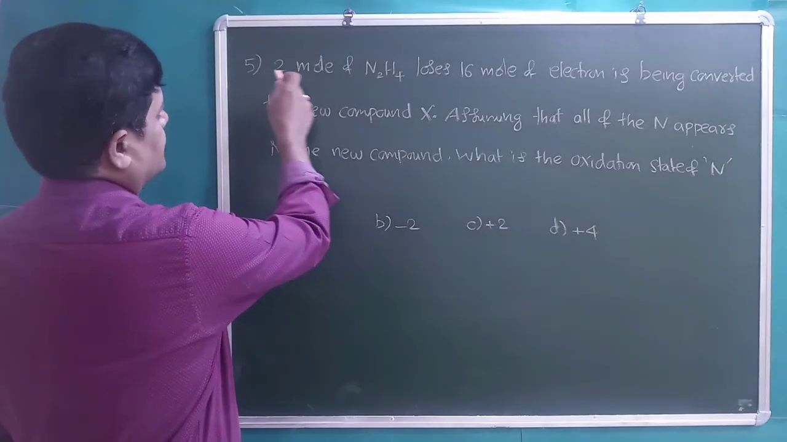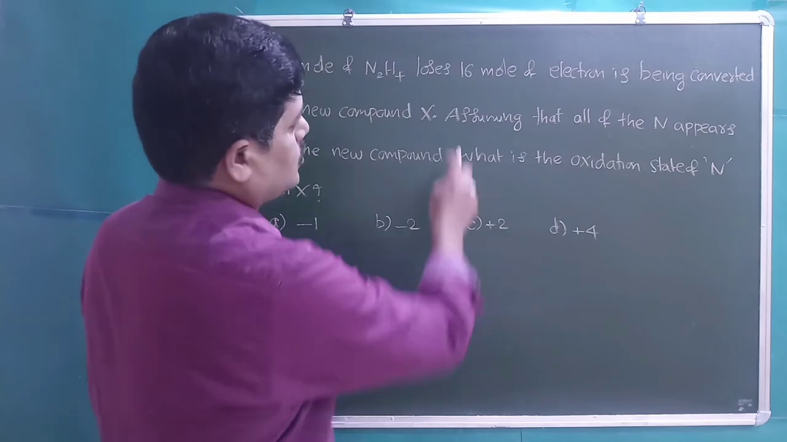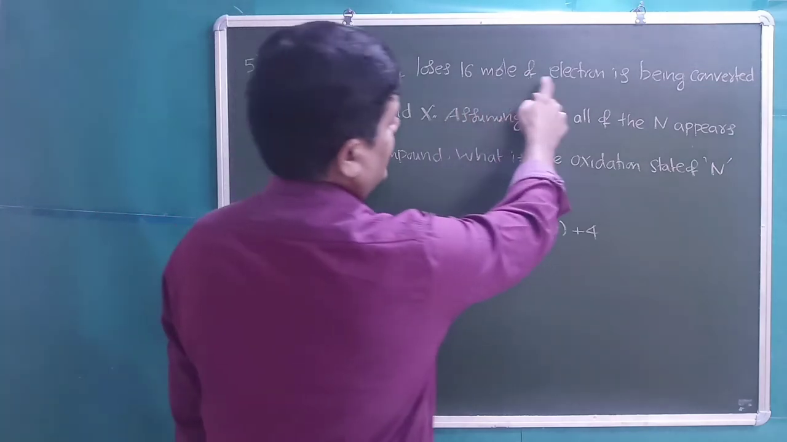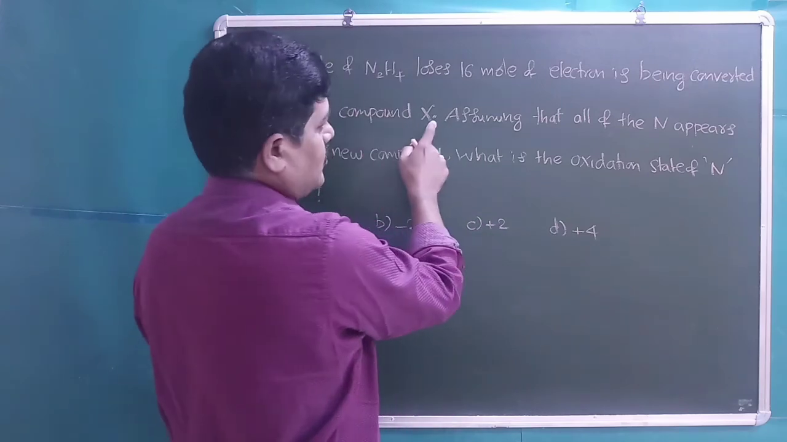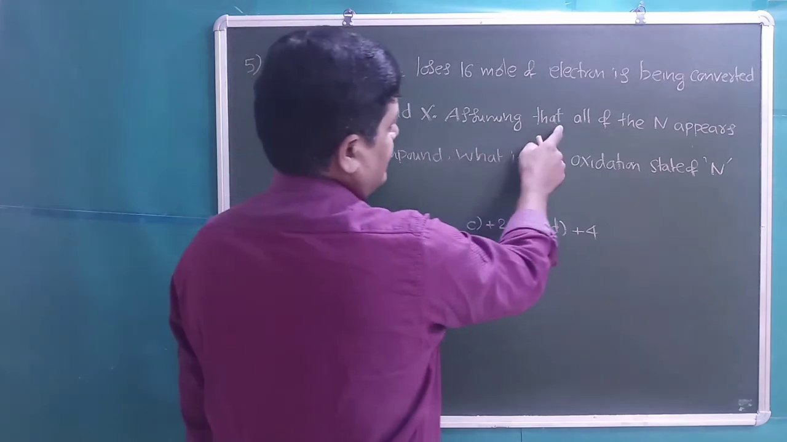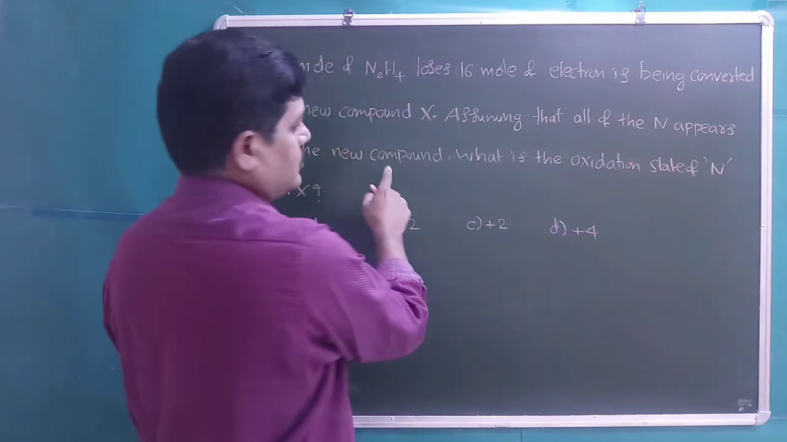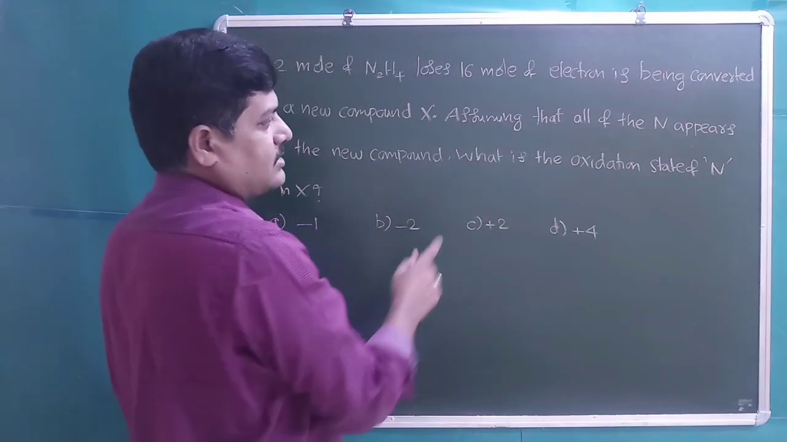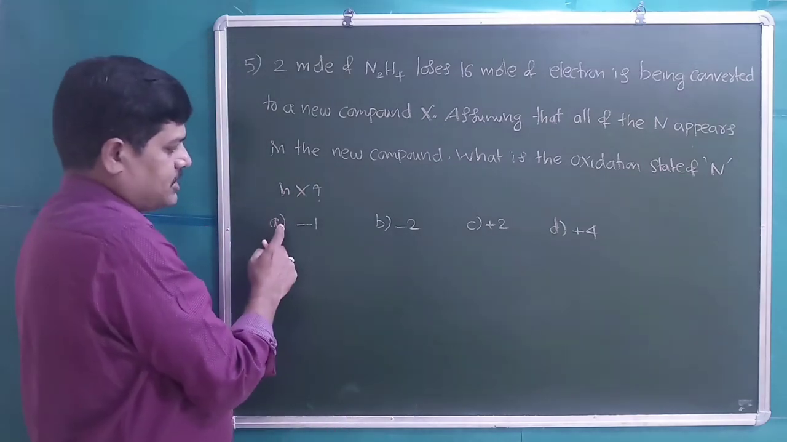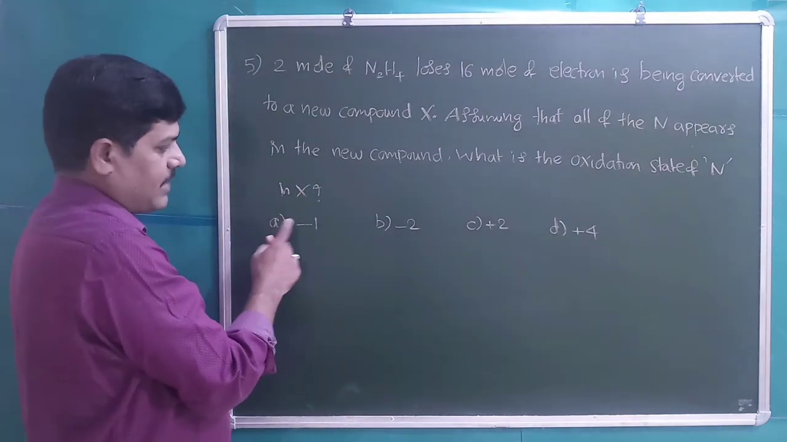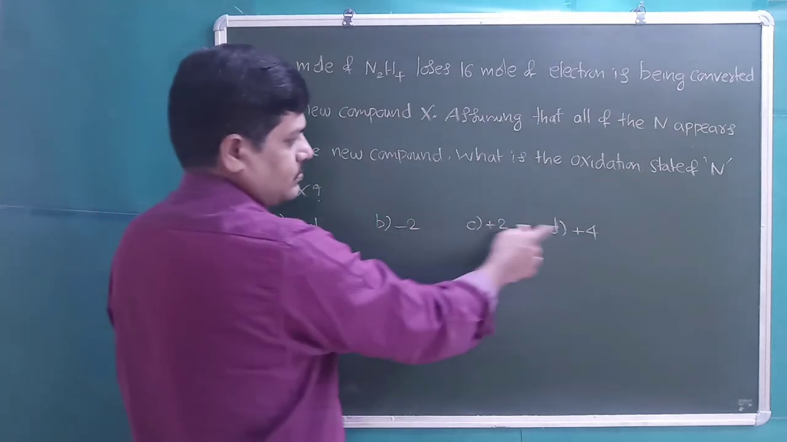Students, next question. 2 moles of N2H4 loses 16 moles of electrons and is being converted to a new compound X, assuming that all of the N appears in the new compound. What is the oxidation state of N in X? Options are given as, first option is -1, -2, +2, +4.